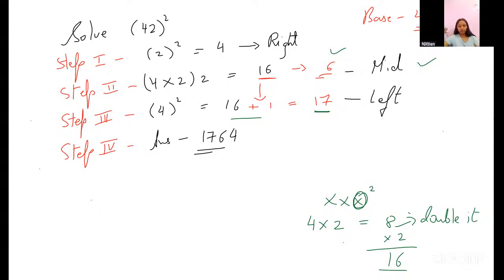But we will not do that. Why? Because 4 is the last number, means the last step. So 16 plus 1, 17, and that's it. Then you just put them together, 1, 7, 6, and 4. It becomes your answer. Okay?